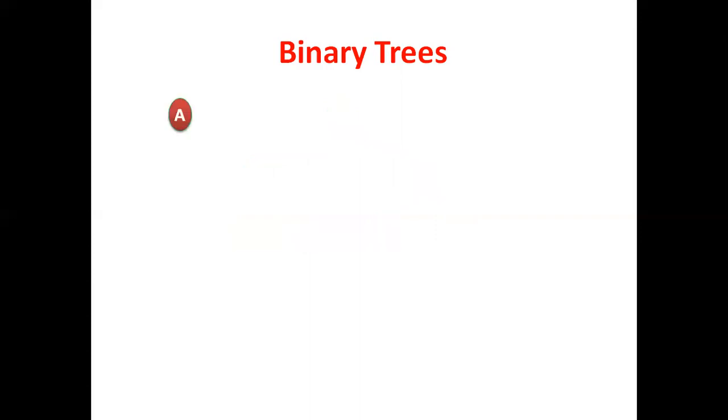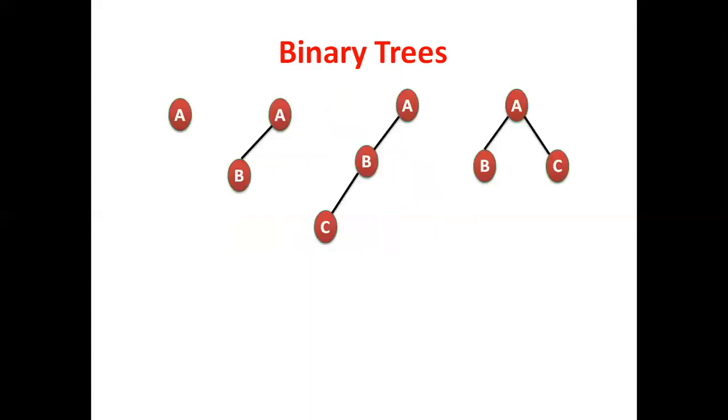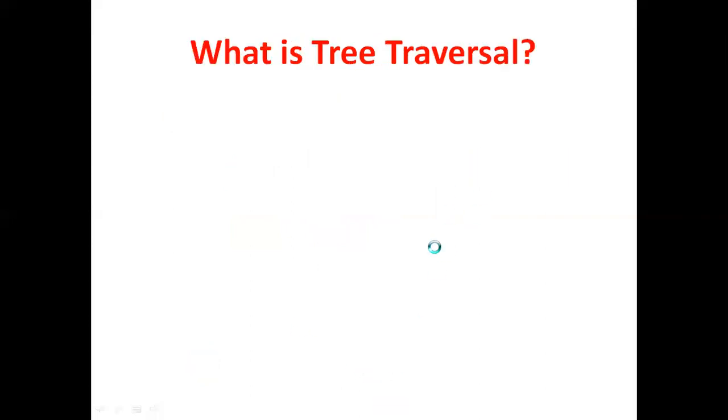Different types of binary trees are there. For example, A, B, C in the left skewed form, A, B, C in the right skewed form, and A, B, C with left and right children. This is left skewed, this is right skewed. Now, what is tree traversal?